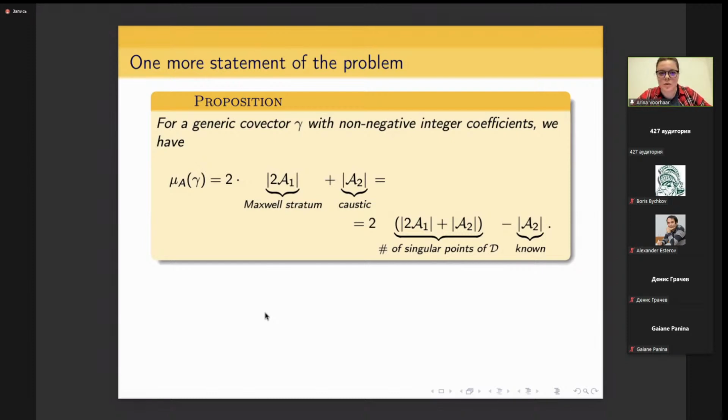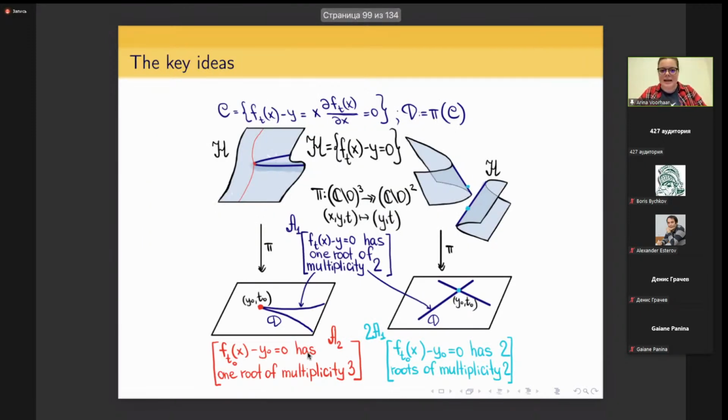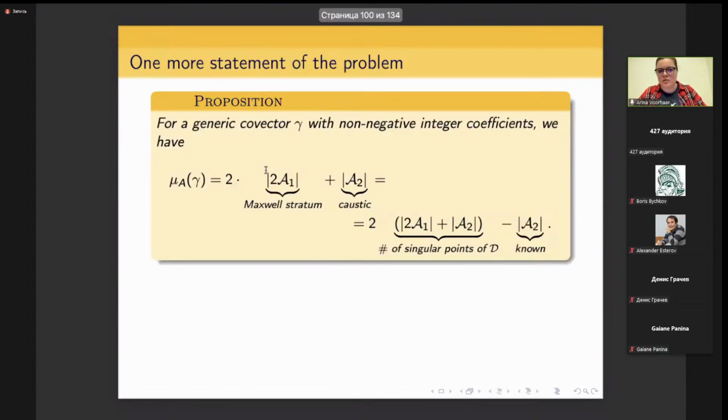So we reduce the problem of computing for every single gamma. We do the same trick, to create the same picture. And then what we have to do is for the corresponding curve D to compute twice the number of nodes plus the number of cusps. And then a tautology is that we can rewrite it as twice the total number of singular points of D, nodes and cusps, minus the number of cusps. I mean, here I did nothing.